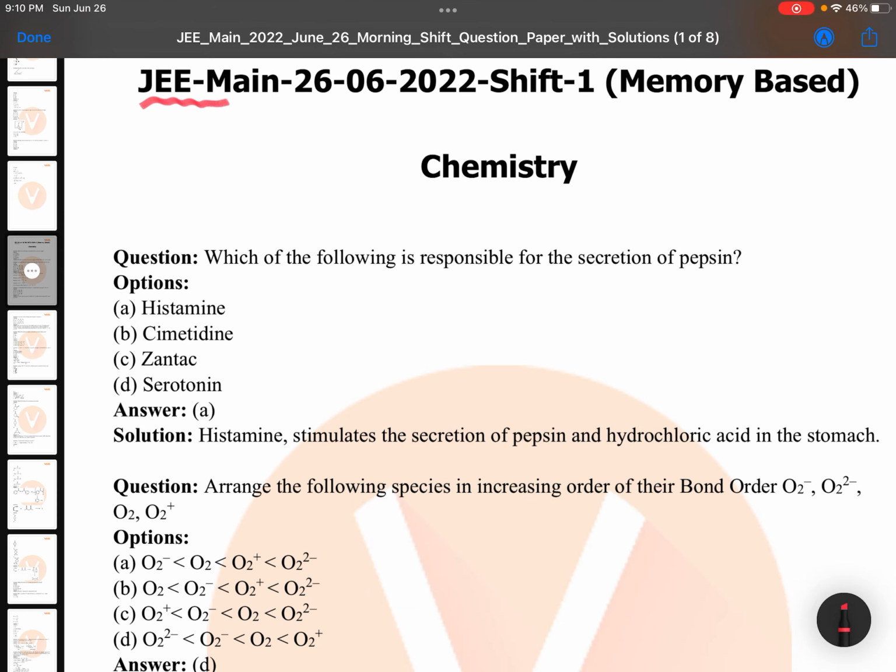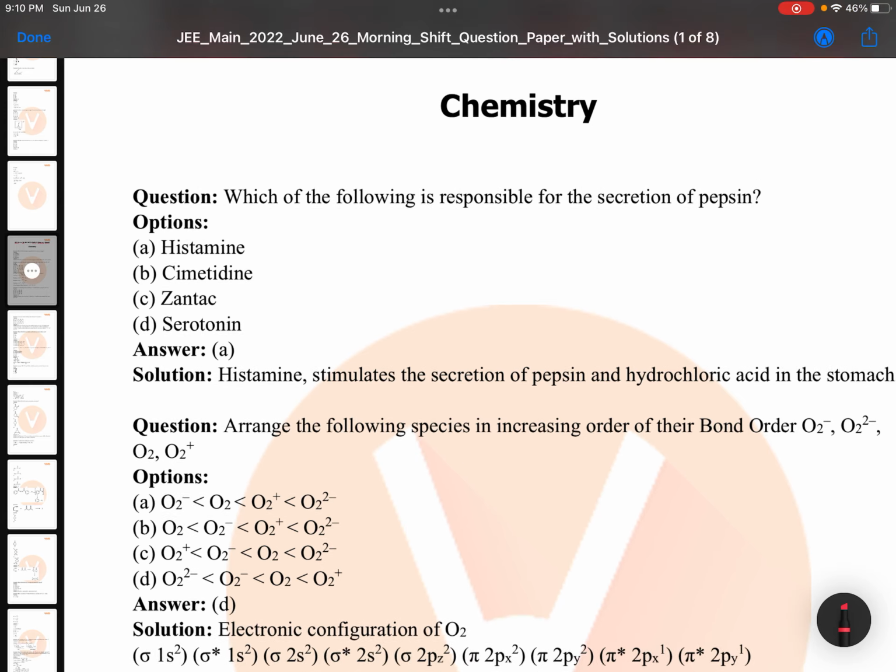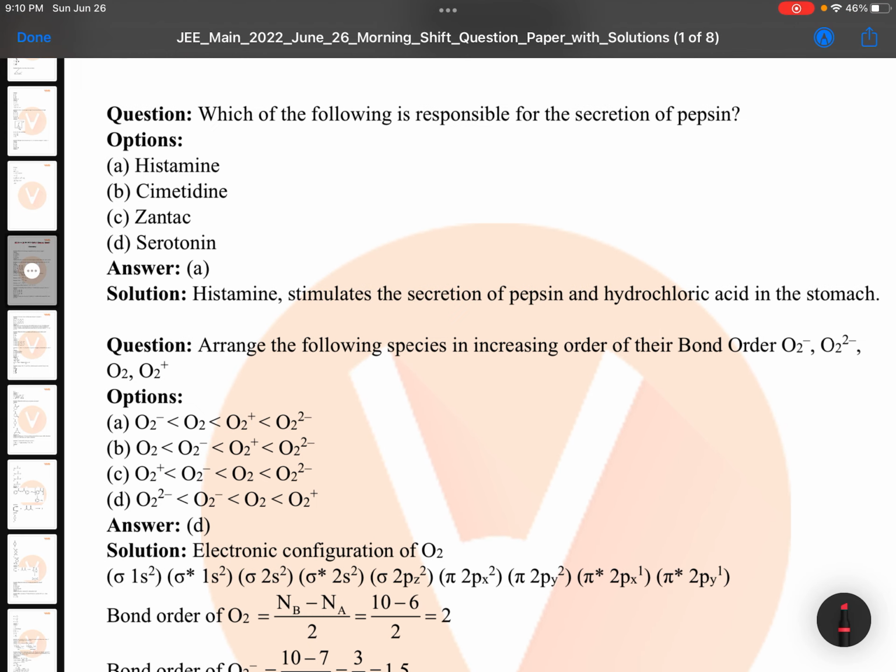JEE Main 26th, shift 1, means the morning shift. As usual, this is memory based, so not all questions may be covered, and the order and everything may be different.